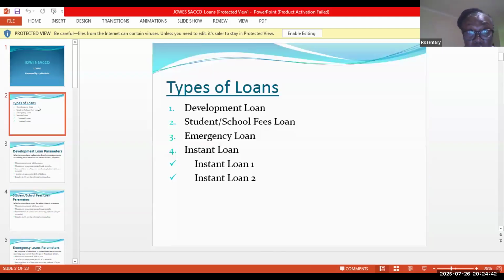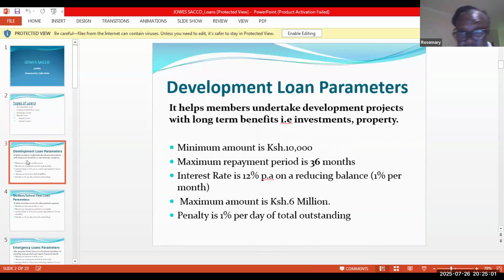So, types of loans. We have the development loan, student or school fees loan, emergency loan, and then instant loan 1 and instant loan 2. Just expanding on them, the development loan helps members to undertake development projects with long-term benefits. This includes things like investment and buying property.